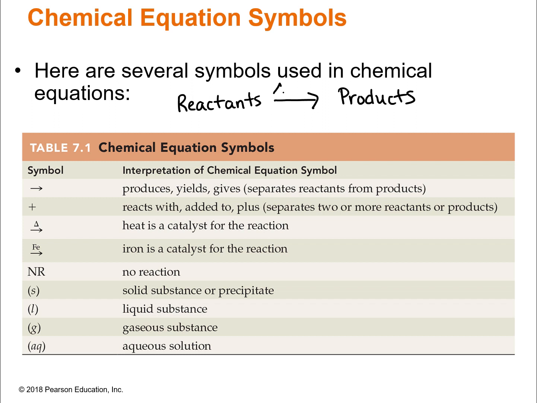Sometimes you'll see a little triangle over that yield sign. That just means you need heat for this reaction to occur. It's like the tip of a Bunsen burner, okay? It's the flame. You may also see something like iron or platinum or some other kind of metal. That means you need a catalyst. A catalyst is not consumed during the reaction, but it's present to accelerate it.